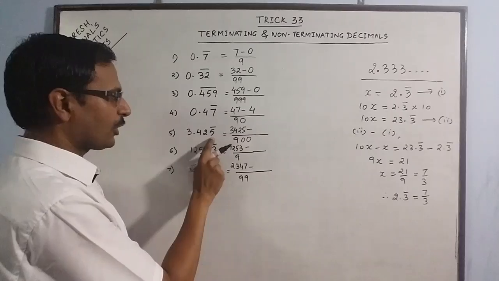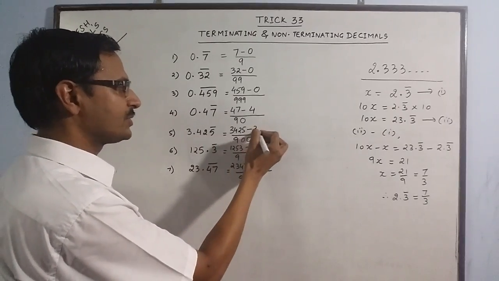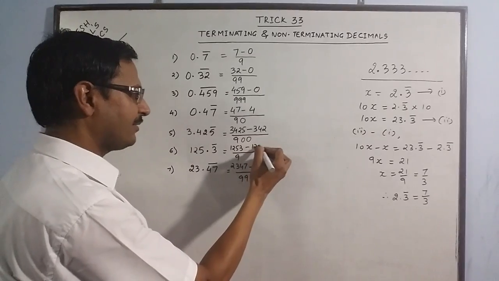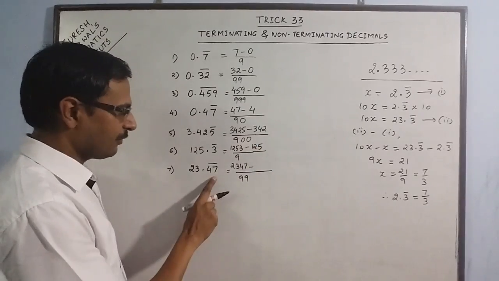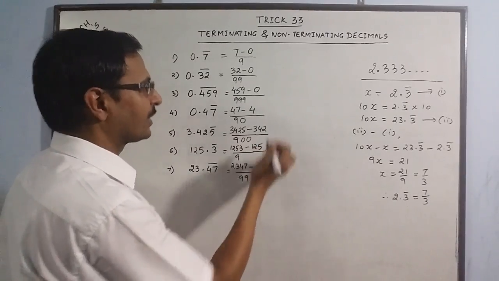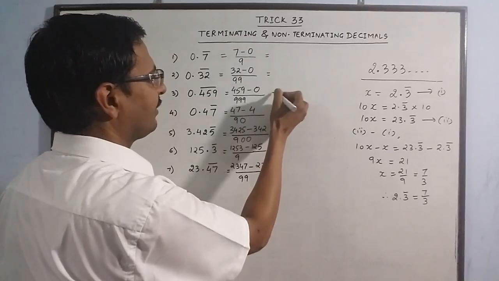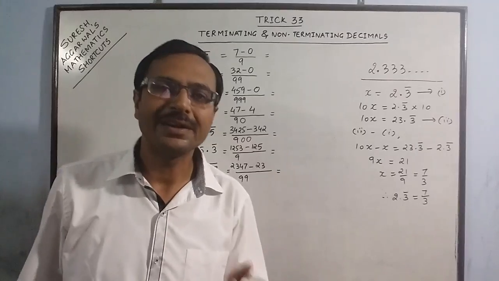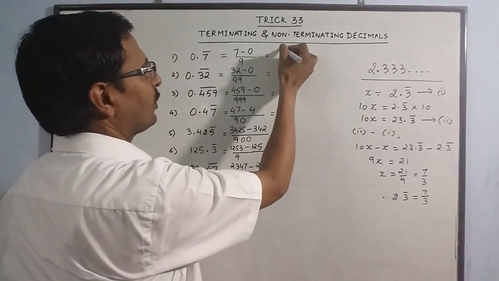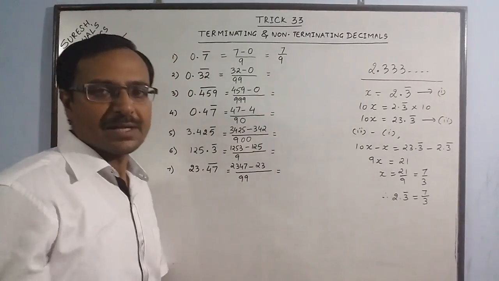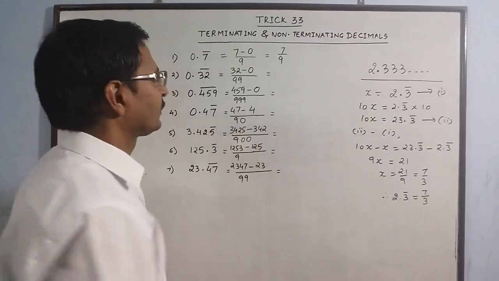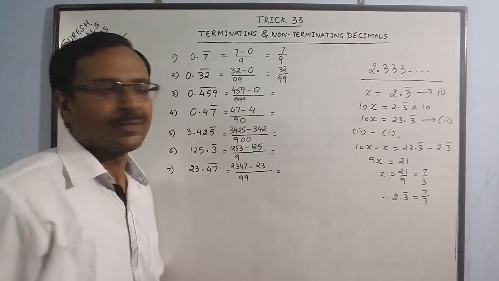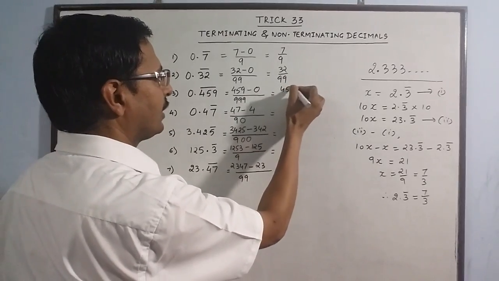Here, if we forget the bar, we have 342, so 342. Here, if we forget the bar, it is 125. And here, if we forget the bar, it is 23. So this is the final answer for all our problems. In the second step, we get the final answer. So this is 7 upon 9, which cannot be further cancelled, as there is no common factor between them. Then 32 upon 99, again there is no common factor. Here 459 upon 999.